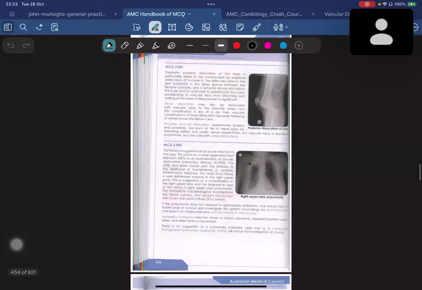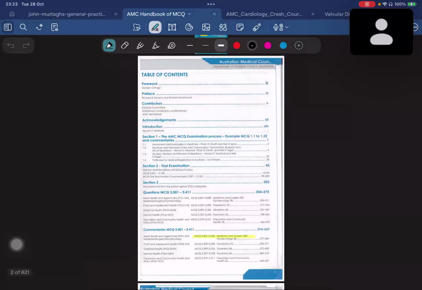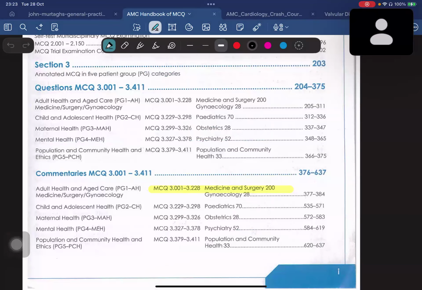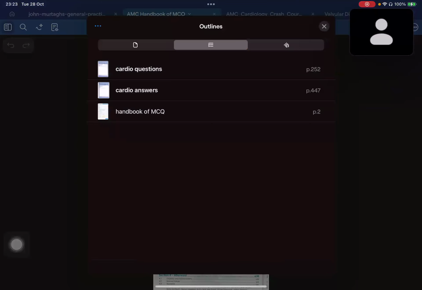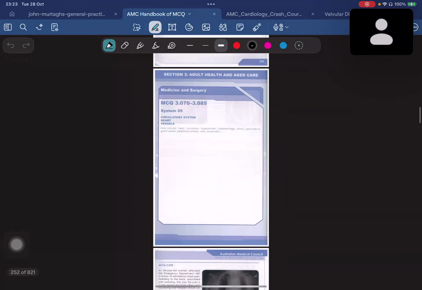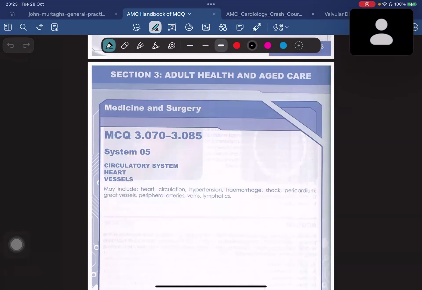Now that we came here, I will just quickly show you the handbook. When you go to the index, you will find the medicine and surgery part. Those are questions from 3.001 to 3.228. I highlighted it so I won't miss it. The cardiology questions start from page 252 in the PDF. When you go to medicine and surgery, make a quick note somewhere: handbook questions 3.070 to 3.085.